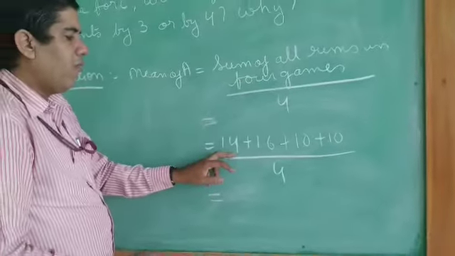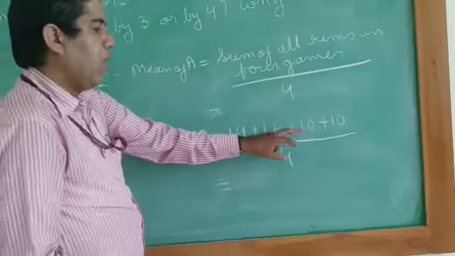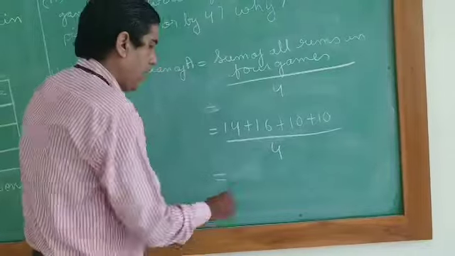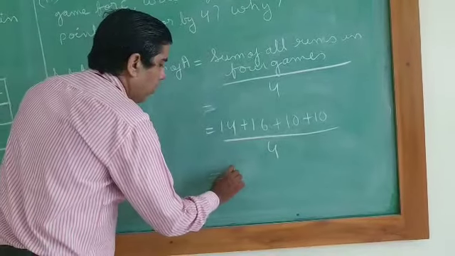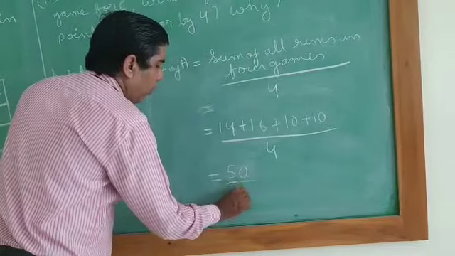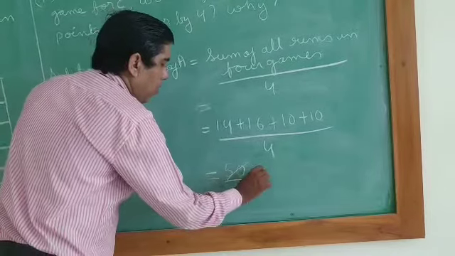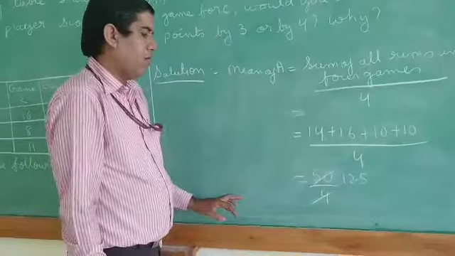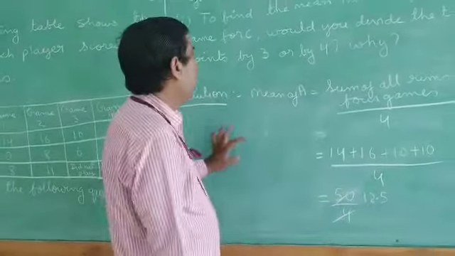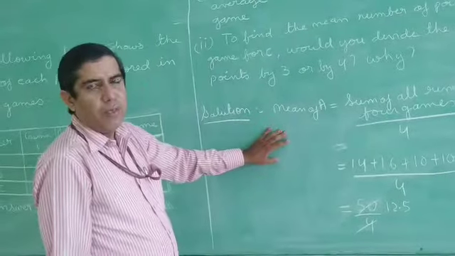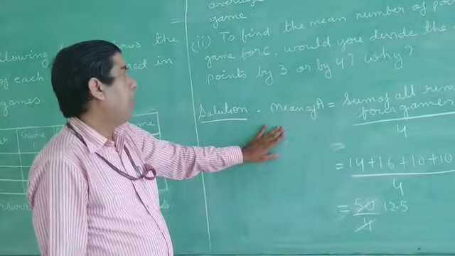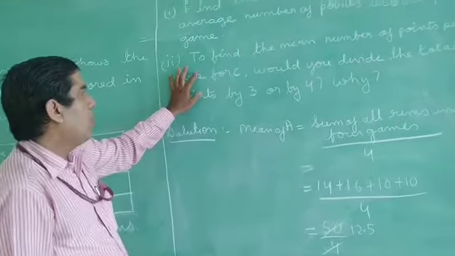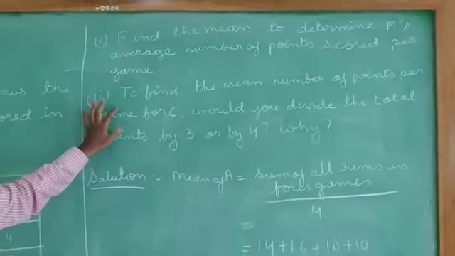14 plus 16 is 30. 30 plus 20 is 50. So 50 is the answer. 50 divided by 4, it will come 12.5. So 12.5 is the answer. Now 12.5 is the mean of player A. Now the next one, what is the next question?